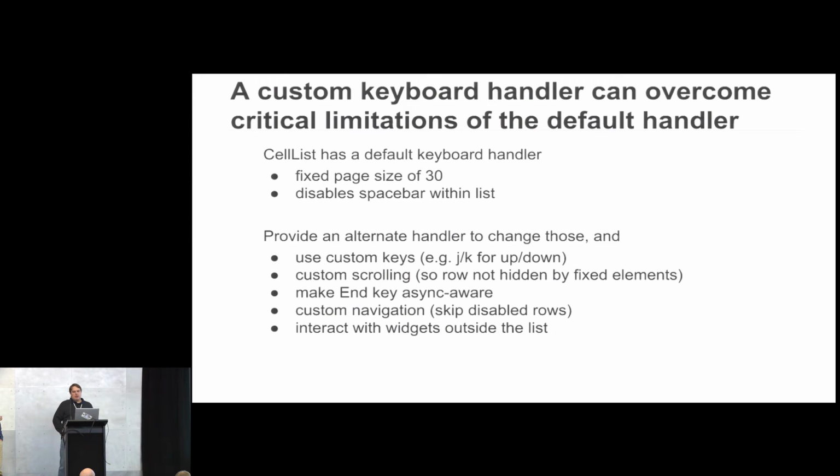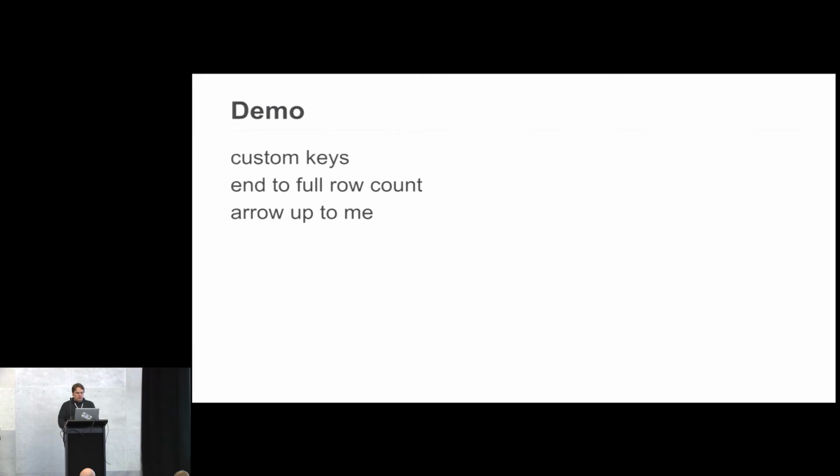You can change those things. You can also do a bunch of other things that may be useful to make a really good to use app. One thing we do is use custom keys, J and K for up and down. You may have other custom keys you want to use. You can adjust the scrolling so that if you have a fixed, floating region on the page, you can keep things from being behind it. I'm going to show a technique for making the end key async aware. And if you've got rows that are shown but not interactive, you can skip those. You can also do things with the rest of the page if that makes sense in your application. So I'm going to switch back over to our demo here.